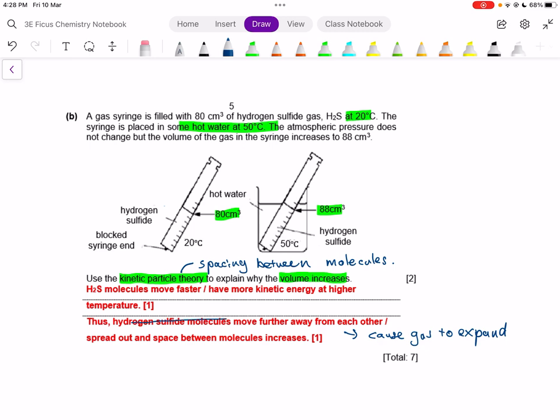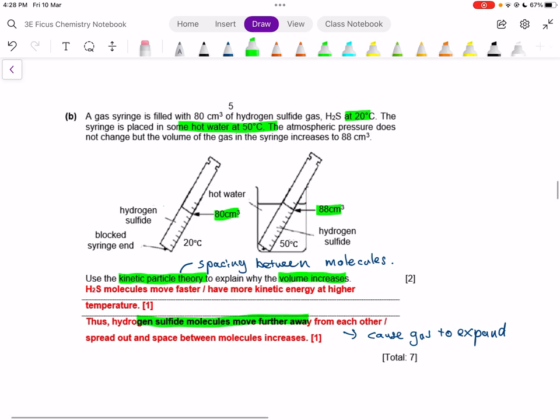They move further away or become more spaced out. I think most of you can point out the first point, that they move faster or have more KE. Some miss out the energy. You must tell me it is KE. I noticed there are instances where some miss out the energy.